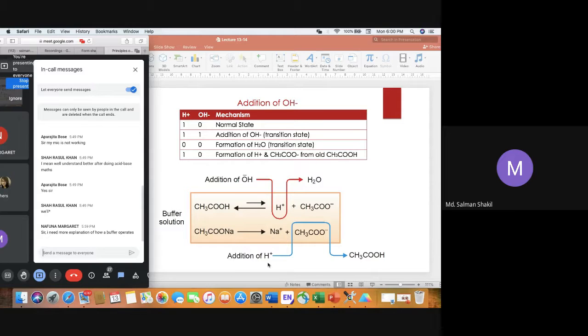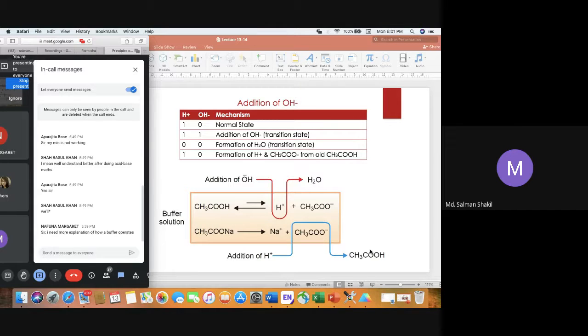So now if we are adding acids, that means we are adding protons, right? Yes. So when we add the proton, this proton will interact with the acetate ion, and it will form acetic acid. Is it clear? Yes, sir.